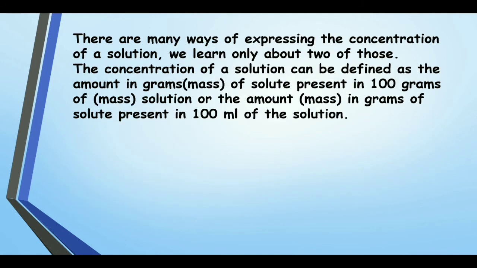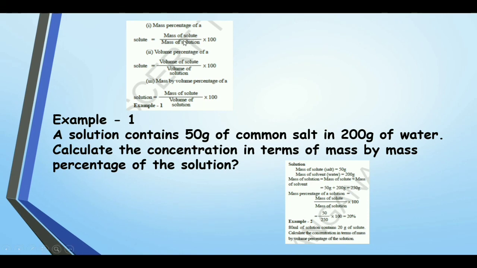So there are many ways of expressing the concentration of a solution. We learn only about 2 of these. The concentration of a solution can be defined as the amount in grams of solute present in 100 grams of solution, or the amount in grams of solute present in 100 ml of the solution. The 3 formulas are for the mass percentage of the solute, volume percentage of the solute, and mass by volume percentage of the solute. And we have an example here.